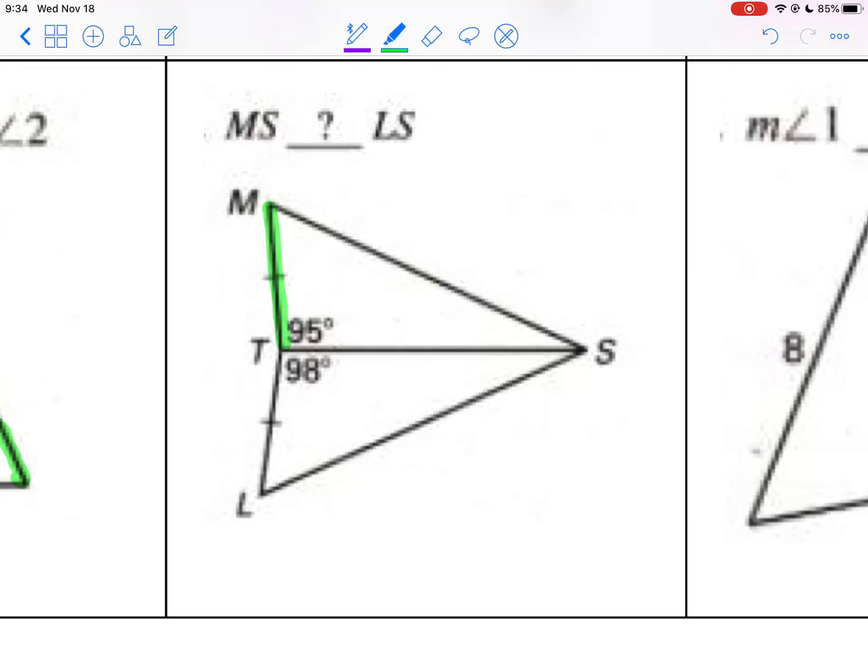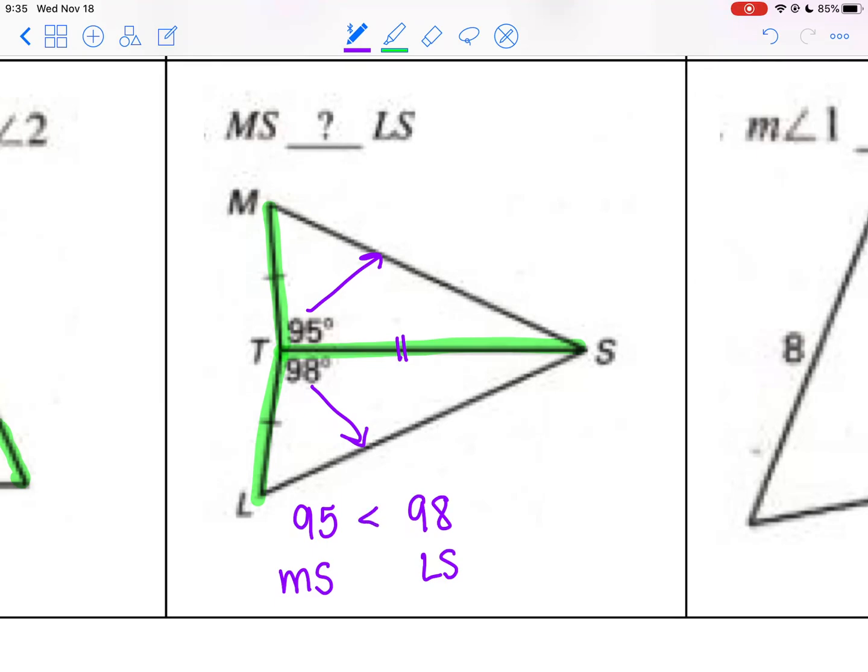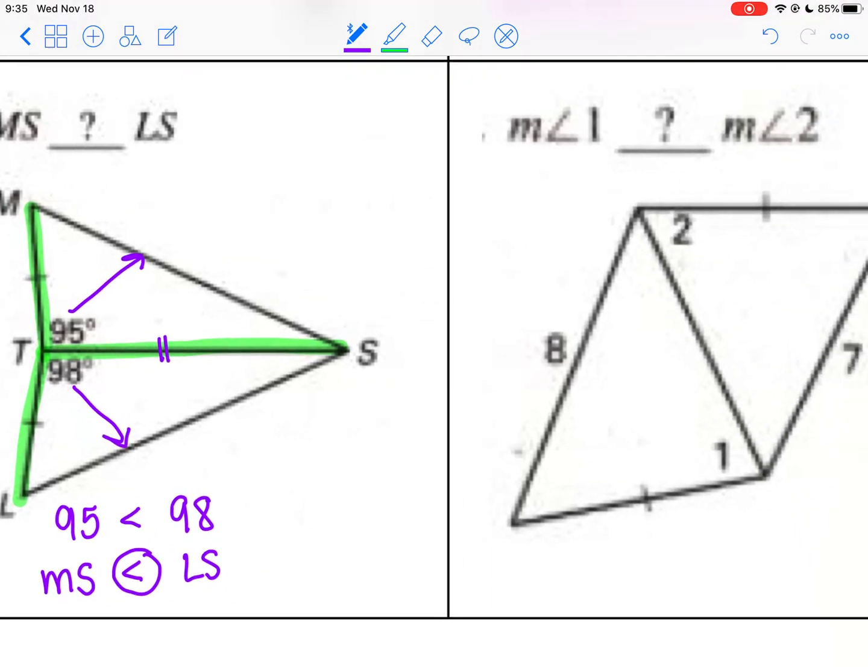All right, same thing's happening here with our hinge. So I've got this side that's congruent in each, but then I have a shared side. So that one is the reflexive property. And then we're looking at those angles within. So if I'm looking at this 95-degree angle, that's across from MS. So 95 is across from MS. 98 is across from LS. So since 95 is less than 98, MS will be less than LS.